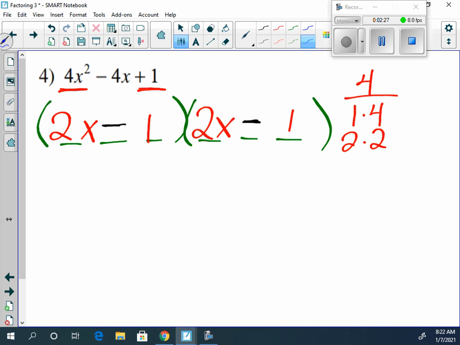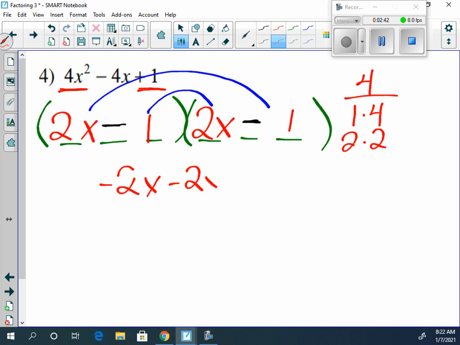So any questions on what we've done so far? So we can distribute. Well, 2x times negative 1 would be negative 2x, and negative 1 times 2x would be negative 2x, which gives us negative 4x. Isn't that what we wanted? Yeah. Mm-hmm. And that's it. So this is our answer.